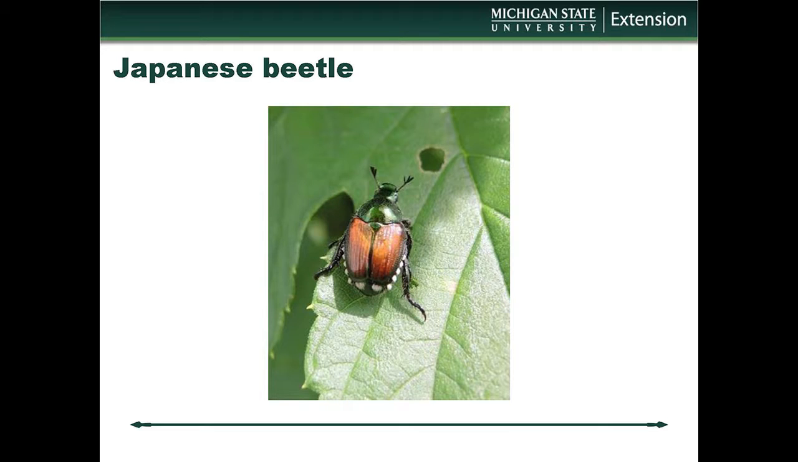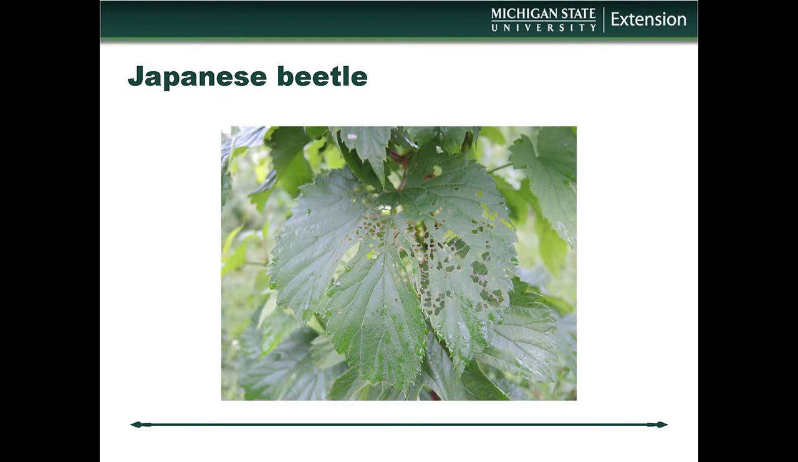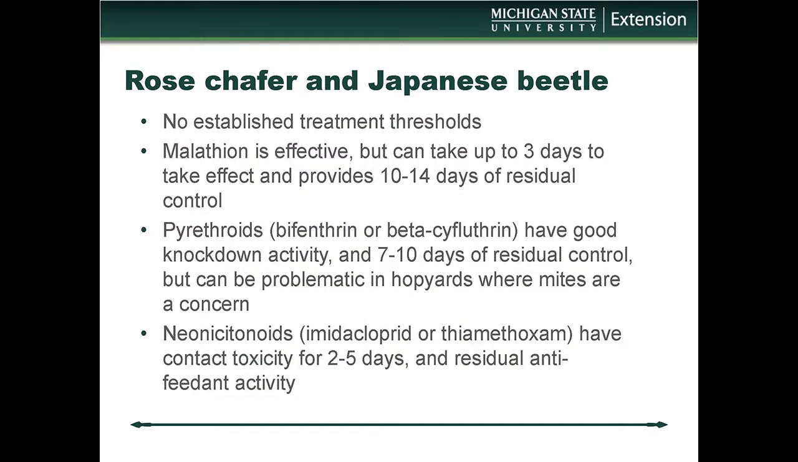Here's Japanese beetle. It's got that really pretty emerald green color. It's got the brownish orange wing covers. And then the white tufts along the abdomen are actually what we use as a diagnostic characteristic. Here the feeding, very similar. Pretty tough to tell the feeding apart unless you actually see the insect.